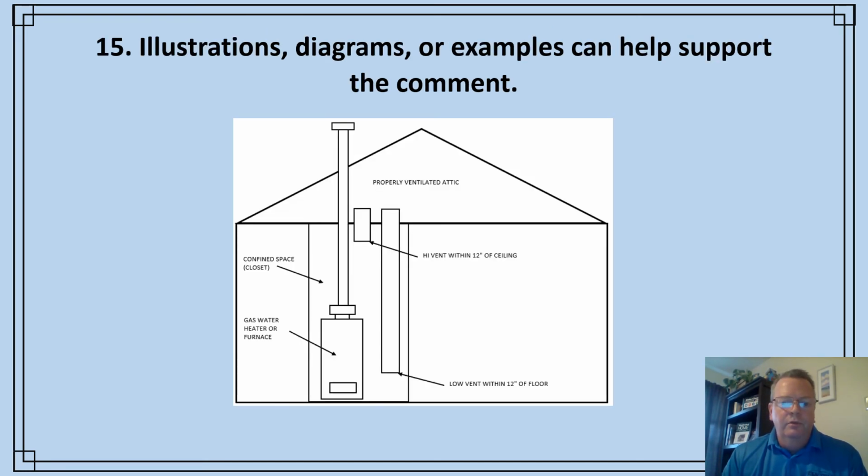So here's an example of this, a diagram. If a gas water heater or gas furnace is located in a closet, and there are not proper combustion air vents, you're supposed to have a high vent and a low vent. A lot of times the gas appliance is actually using the air from the conditioned air that's in the living space, which is not proper. It should be using a good supply of exterior air or air from the attic for combustion air. So here's a diagram to help your customer understand.